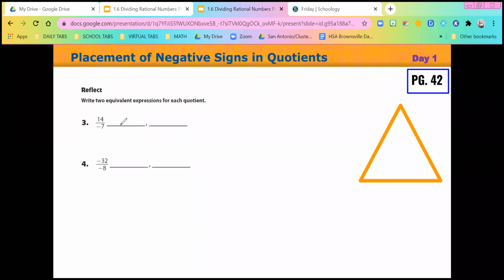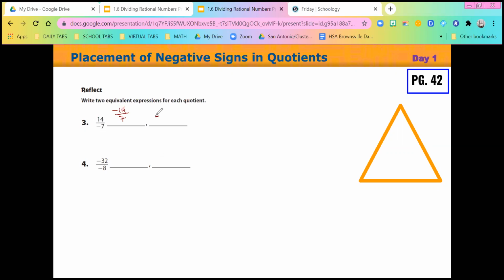All right, thank you so much for doing that for me. I truly appreciate it. We're going to write two equivalent expressions for each quotient. I think this one is very similar to the Explore activity, that very first one. So if I go based off of this, I have a positive numerator and a negative denominator. All I'm going to do is change the sign. So that means I'm going to have a negative numerator and a positive denominator, okay? Those are equivalent expressions. And then I noticed that I can also use that one with the parenthesis.